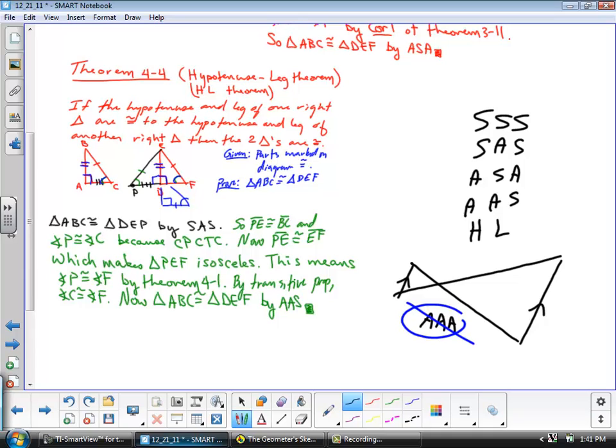Okay. When you look at hypotenuse leg, doesn't it look like side, side, angle? But it's not. The only time that you can use something that looks like side, side, angle is when it's a right triangle. And then it's hypotenuse leg.